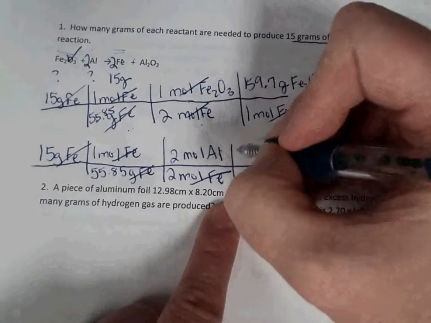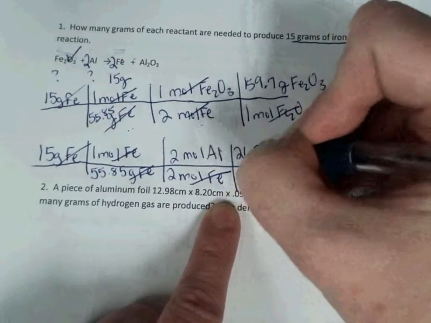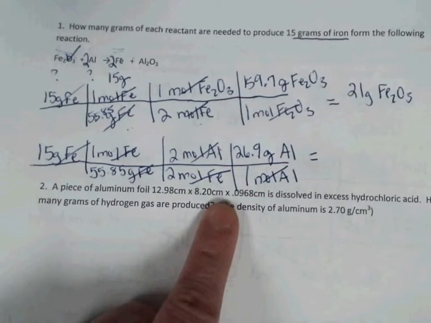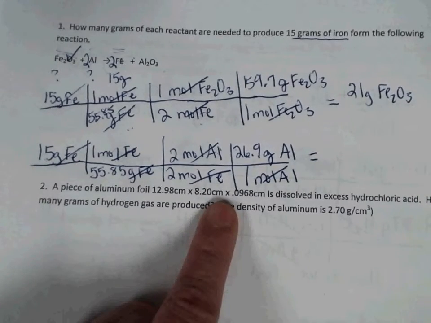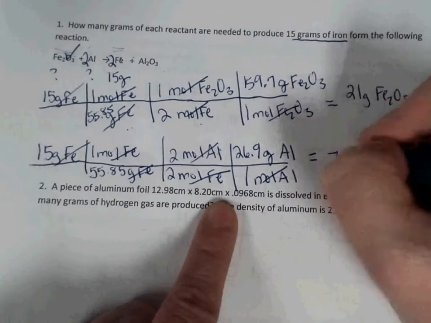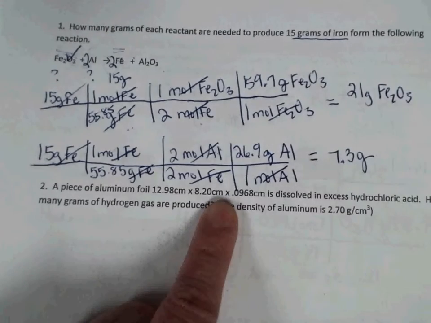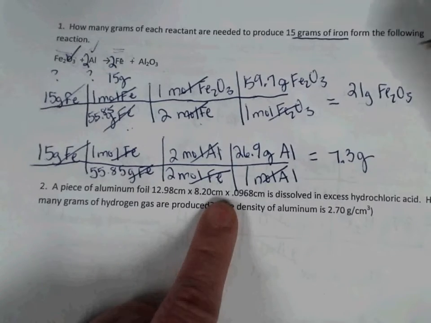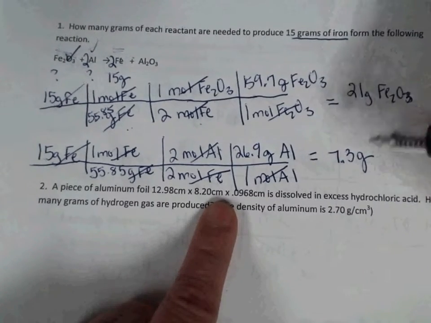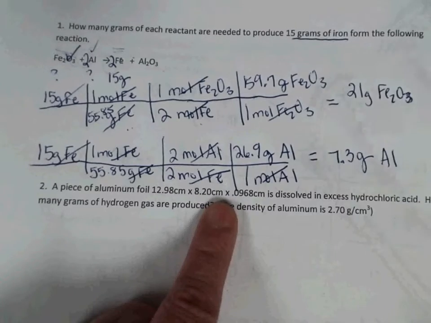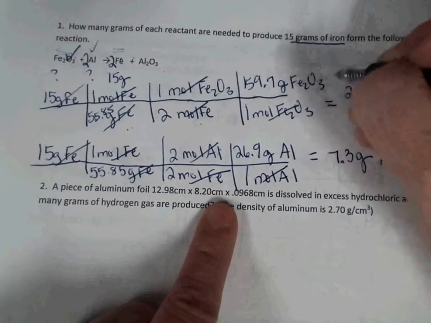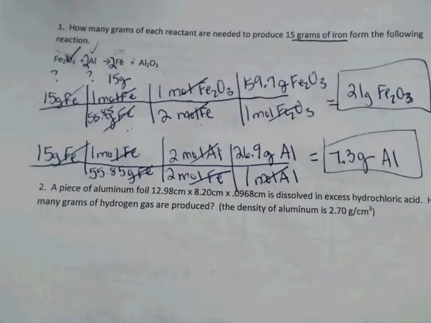And how many grams of aluminum is in 1 mole? I'm just going to put 26.9 because I'm out of room here. All right, and then we've got to work that out, and I got something like 7.3. Y'all, is that good? Okay, nobody's going to argue about that. Everybody's okay? So now I know that I need 21 grams of iron(III) oxide and 7.3 grams of aluminum if I want to end up with 15 grams of iron in that reaction. That's what I just figured out. Okay?